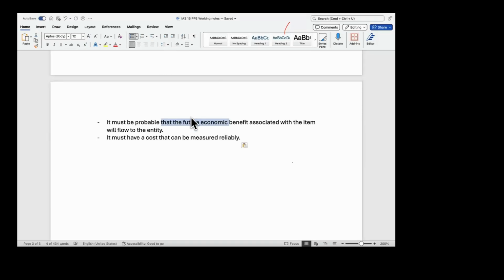Repairs and maintenance. You acquired a big generator. After 6 months, you needed to do repairs. You needed to do some maintenance and all of that. Does that bring future economic benefits from the asset? Does that generate future economic benefit?